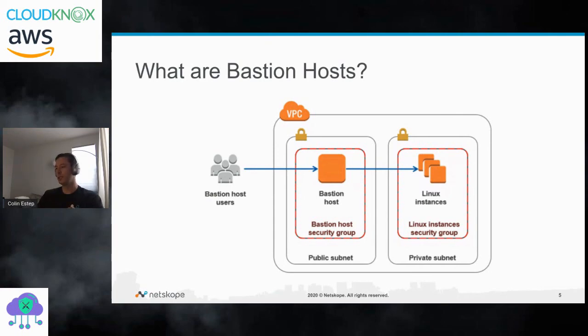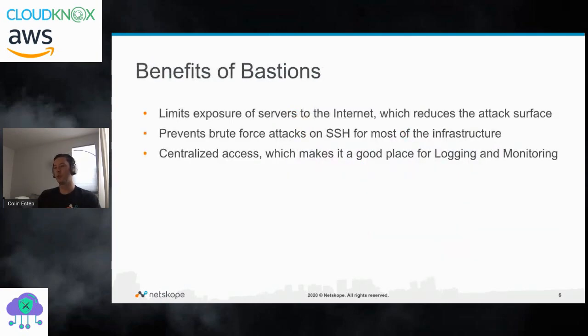So the Linux instances that are running sensitive workloads for you are actually in a private subnet that's not accessible from the internet, at least for these management protocols like SSH. And so the only way that you can get to them is through creating your own Bastion hosts in a public subnet that does expose SSH to your users. And so what's the benefit here? So the idea is that you're limiting the exposure of servers to the internet and hopefully reducing your footprint, your attack surface. So it can prevent brute force attacks on SSH for most of your infrastructure.